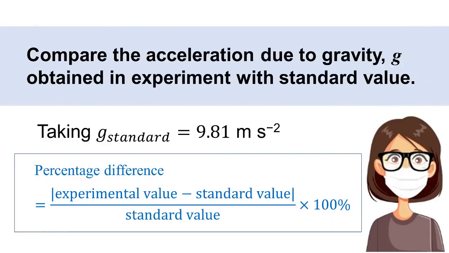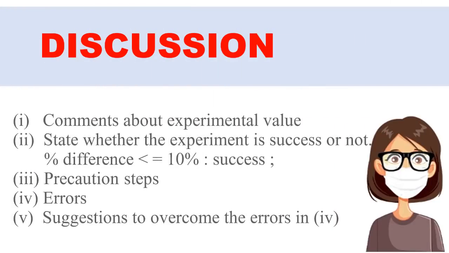Compare the acceleration due to gravity g obtained in the experiment with the standard value. Under discussion, comment about the experimental value obtained. Is the value greater than, equal to, or less than the standard value? State whether the experiment is a success or not. If the percentage difference calculated is less than or equal to 10%, the experiment is considered a success.